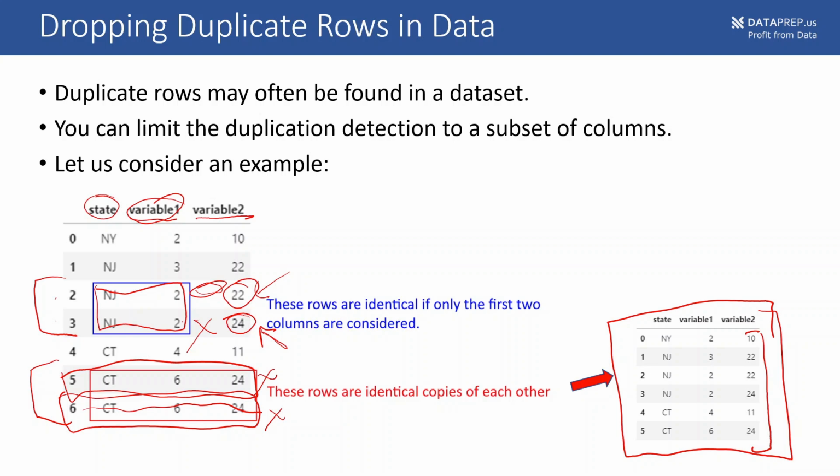Now, when we look at the dropping of duplicates based on a subset of the columns, which means just state and variable 1, we find that this row has been retained whereas this one has been dropped. And that's what I mean when I say dropping duplicates by a subset of the columns.